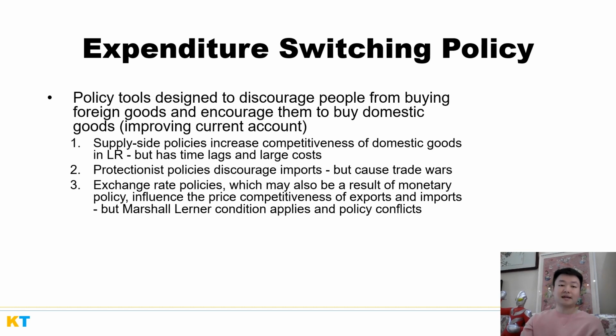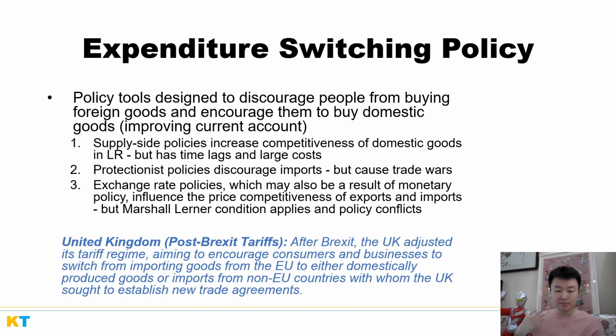And so a real example of expenditure switching policy would be something like the post-Brexit tariffs in the UK. So after Brexit, the UK adjusted its tariff regime. It aimed to encourage consumers and businesses to switch from importing goods from the EU to either domestically produced goods or imports from non-EU countries with whom the UK sought to establish new trade agreements.